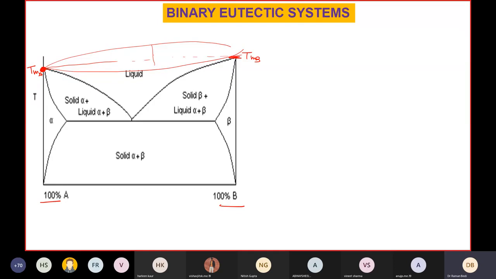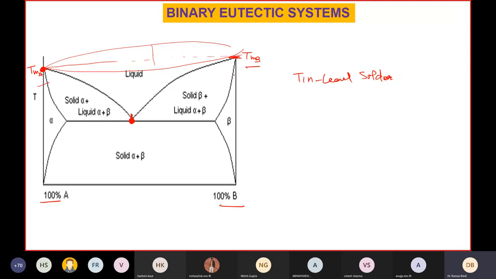But that's not always the case, specifically in non-isomorphous systems. One of the simple examples is tin lead solder, the soldering compound that you use with your soldering iron. What is observed is that when you start mixing A and B, which may be tin and lead or something else, there may be one specific composition which gives a very low melting point, even lower than the melting points of the constituents A and B.